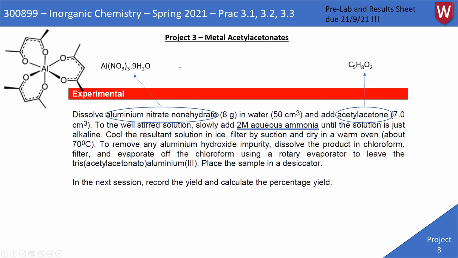What else do we have? We've got the ammonia, 2 molar ammonia. So that is a reagent, but it's more of a spectator reagent, so you don't have to consider the stoichiometric ratio. We've got water as a solvent, chloroform as a solvent, and we've got this aluminium hydroxide, which is an expected or unexpected byproduct, and the formula there.